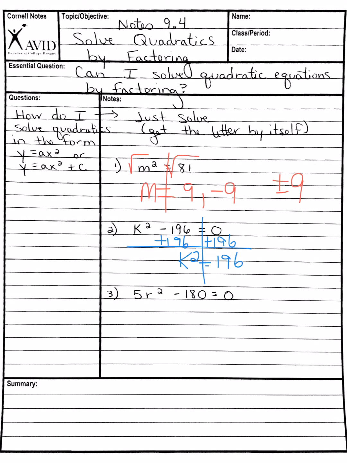Well, that inverse of squared is take that square root. Let's see what k gets when Mrs. Bora puts this in her calculator. 14. So remember, we have positive 14 and we have negative 14. So this would be another 2 solution, crossing the x-axis at 2 places.